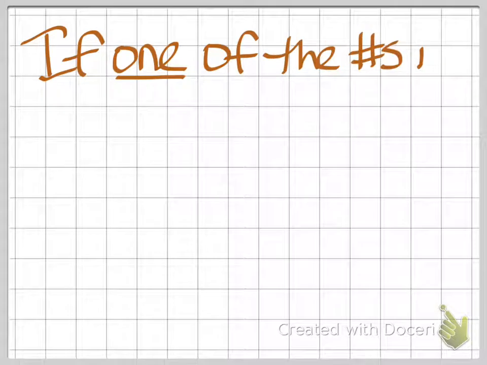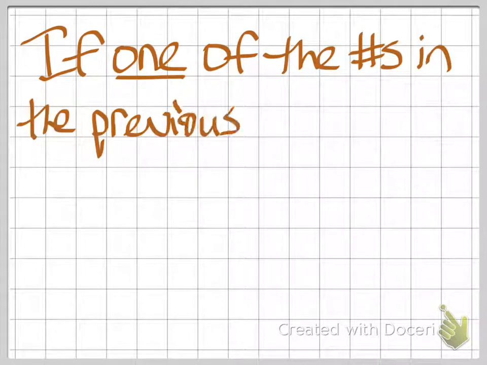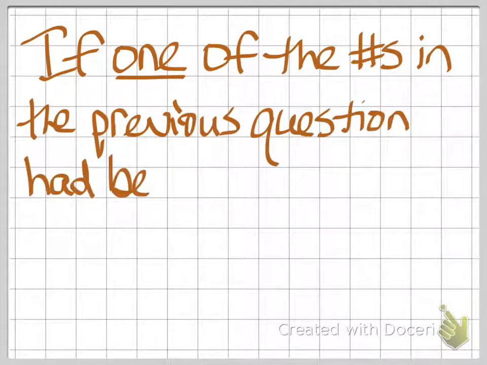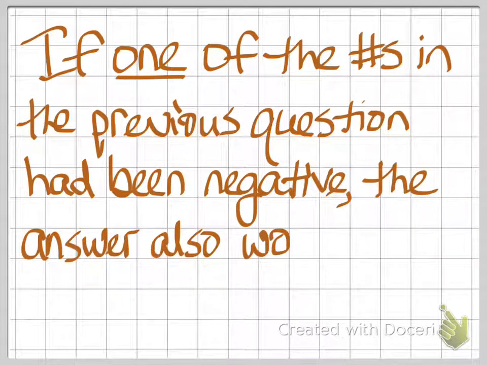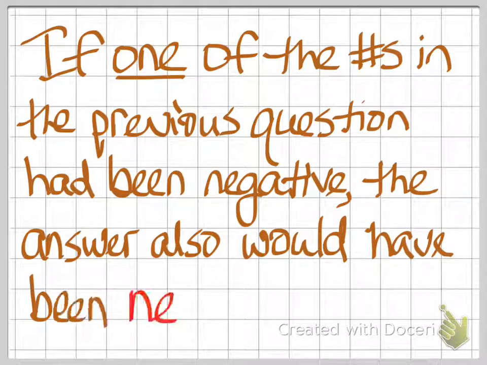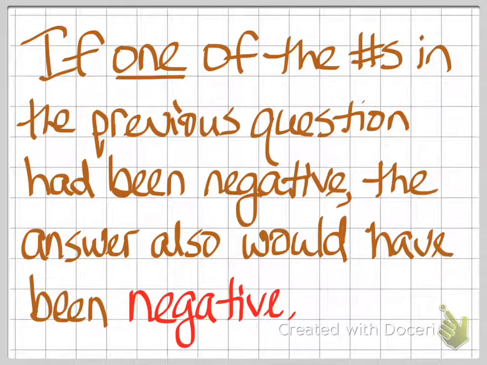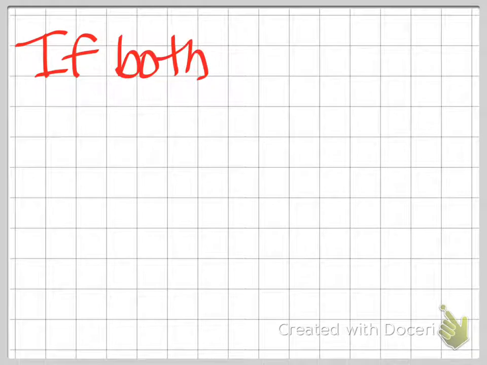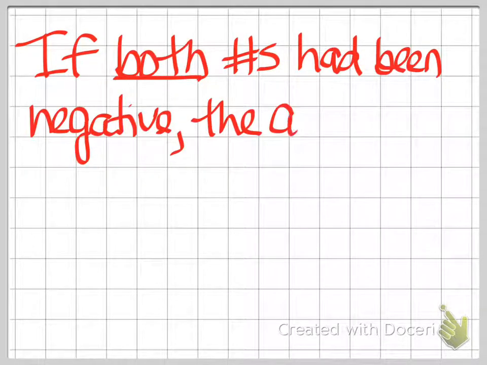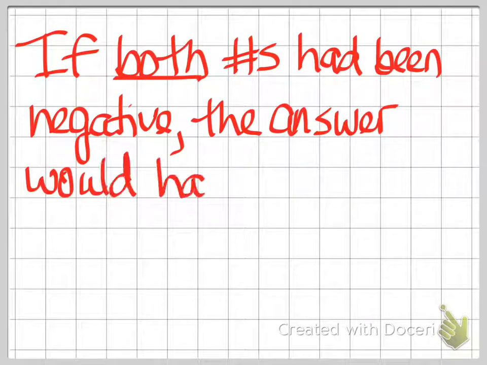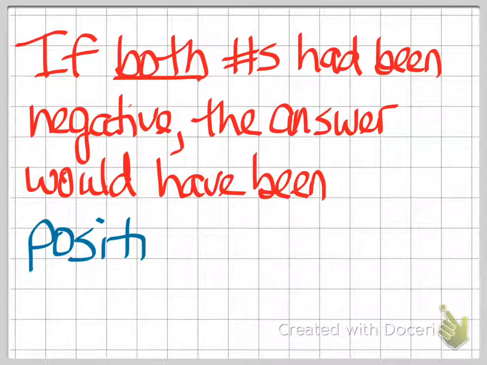If one of these numbers in the previous question was negative, then the answer would have been negative, using the same multiplication and division rules as we worked with using integers. If both numbers in that example had been negative, we would have ended up with a positive answer. Again, just like we would have if they had been integers.